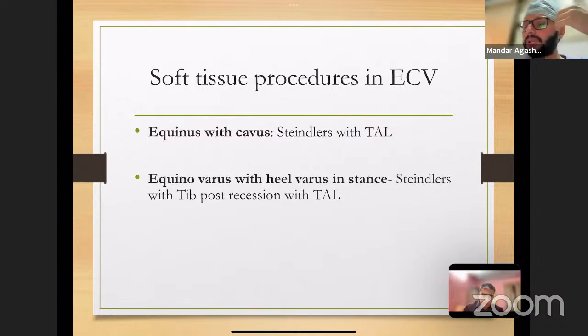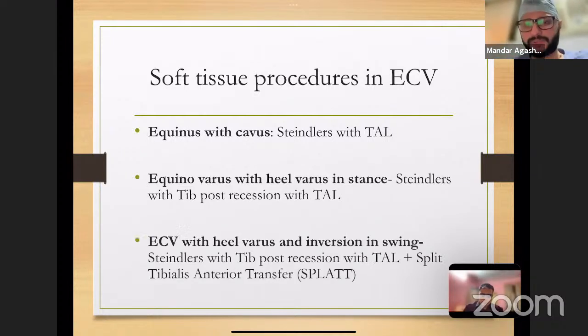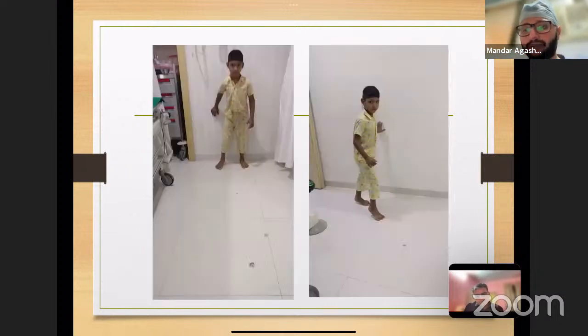Now, you should remember that there was a surgery of a split tib post transfer. This is one thing which has slightly gone out of vogue. What is important to do is a tib post recession, which is an intramuscular lengthening of the tibialis posterior, also known as the Rhoda-Frost procedure. And if you have an equinovarus with heel varus and inversion in swing, which means that the tibialis anterior is overacting, and the child is also able to dorsiflex slightly in the swing phase, that is an indication for doing a split tibialis anterior transfer along with the earlier described procedures.